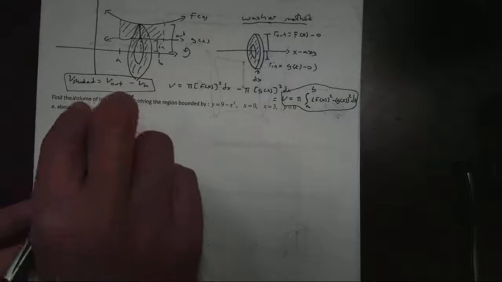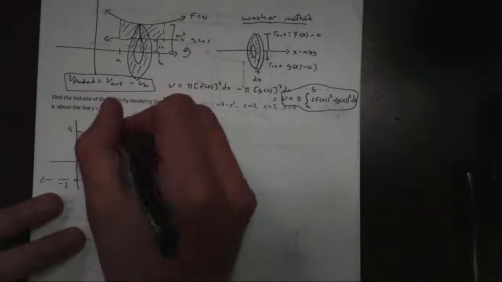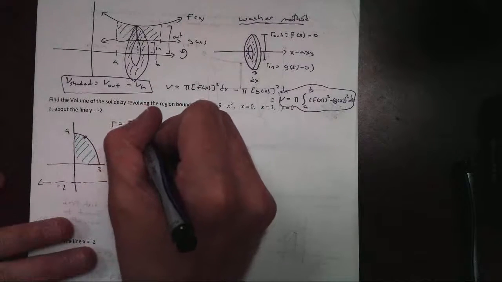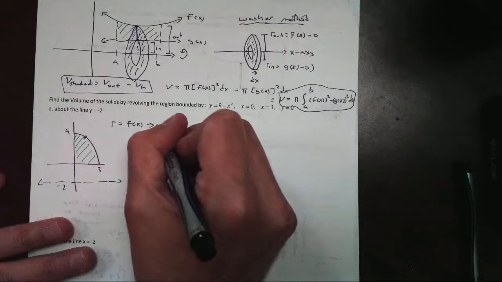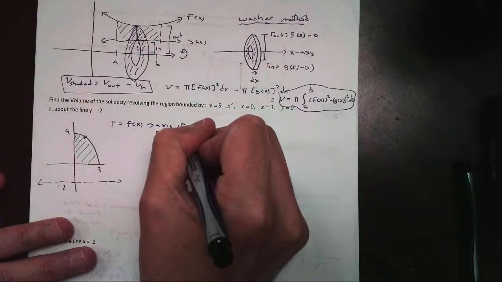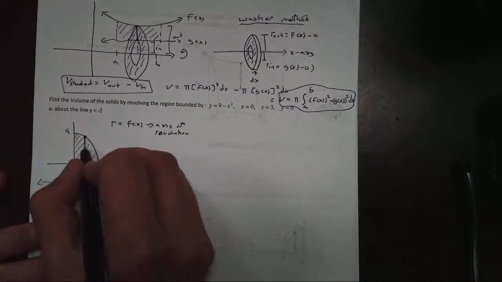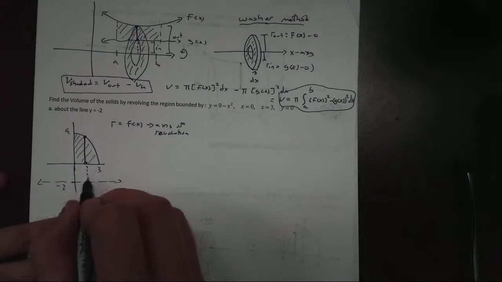So when I revolve about the line y equals 2, I'm going to measure from my function to the axis of revolution. That's my radius. It's from the function to the axis of revolution. So what we're going to do right now is just draw our radius from the function to the axis. This part's going to be solid because it's in the shaded region. This part's open, that's my hole.